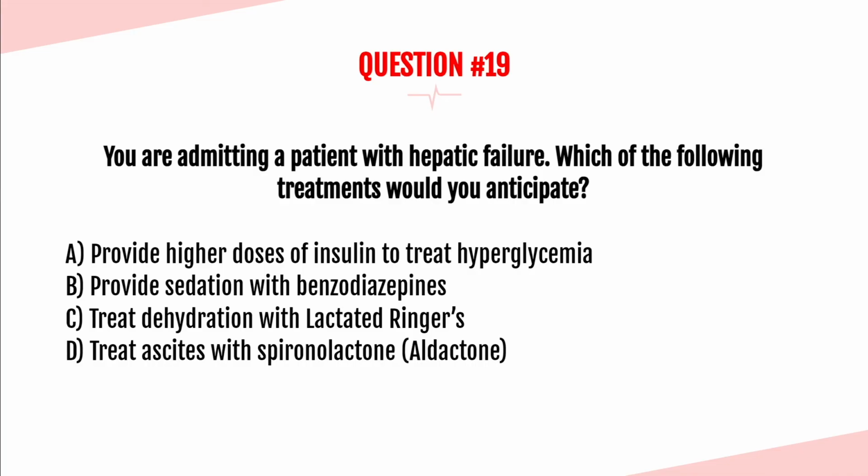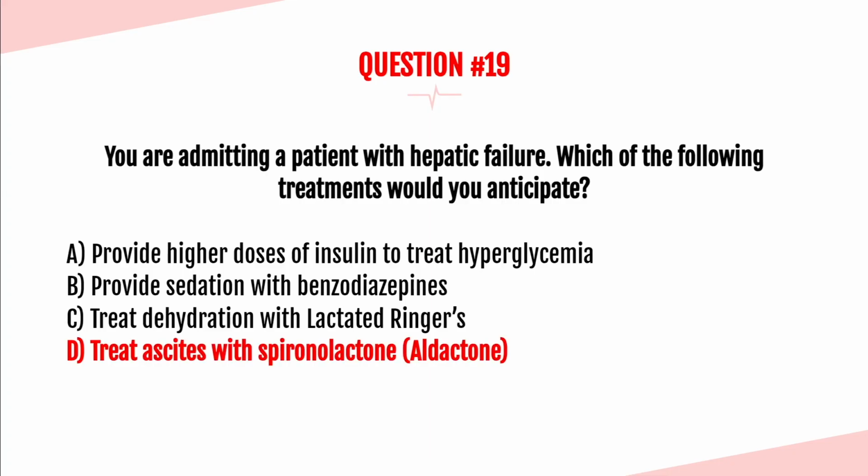Question number 19. You are admitting a patient with hepatic failure. Which of the following treatments would you anticipate? A, provide higher doses of insulin to treat hyperglycemia. B, provide sedation with benzodiazepines. C, treat dehydration with lactated ringers. Or D, treat ascites with spironolactone or aldactone. The answer here is D. You want to treat ascites with spironolactone.